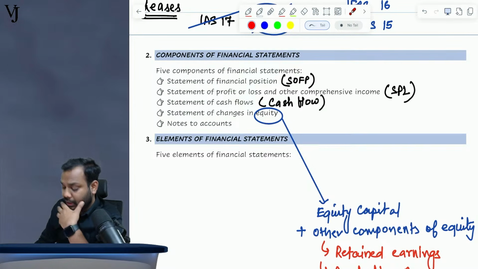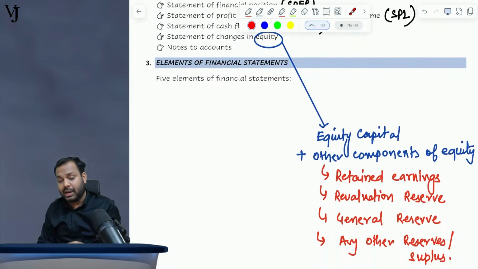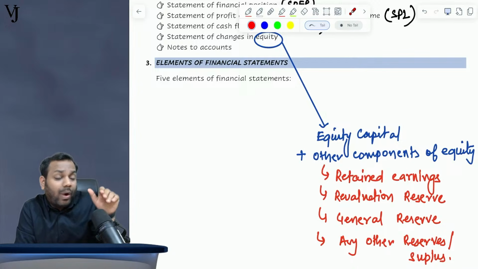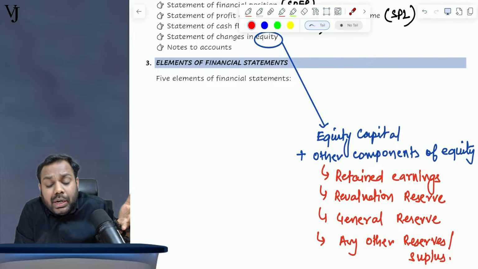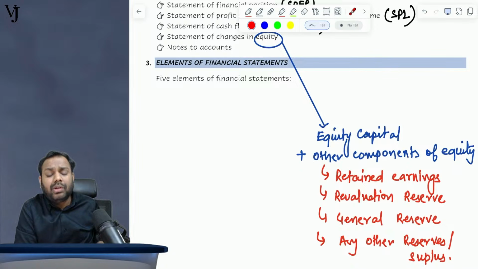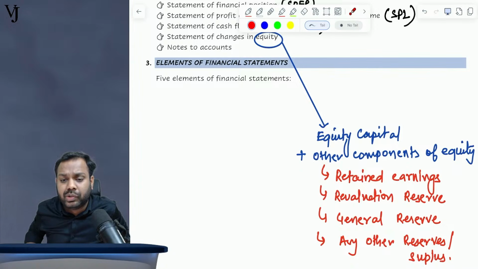Now in the statement of changes in equity, again under other components of equity, we write retained earnings. So what was the opening retained earnings? What is the profit earned during the year? What is the dividend distributed during the year? What is the closing retained earnings? So this is how we prepare the statement of changes in equity.